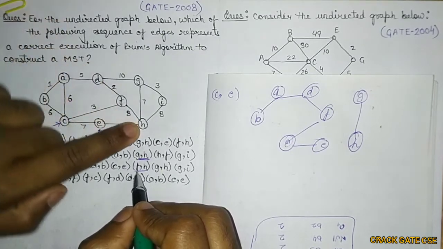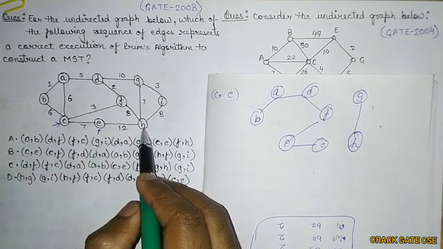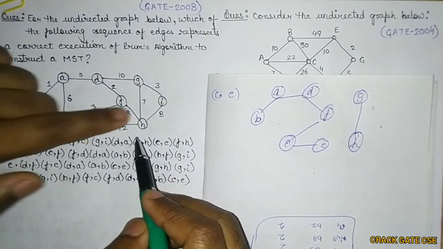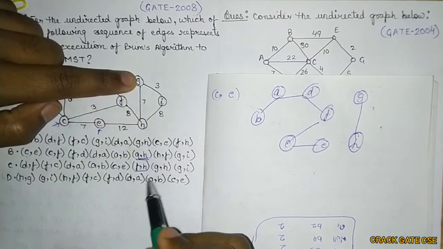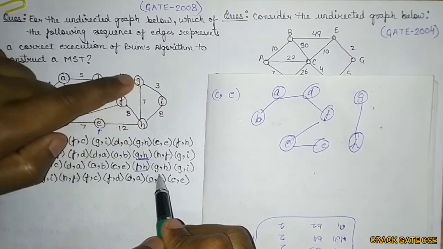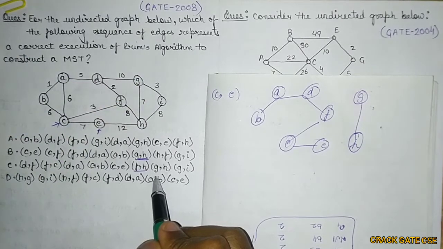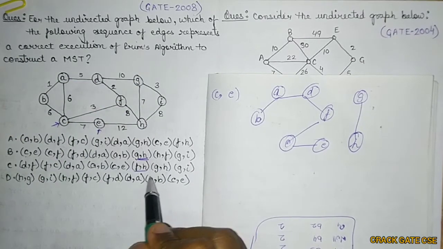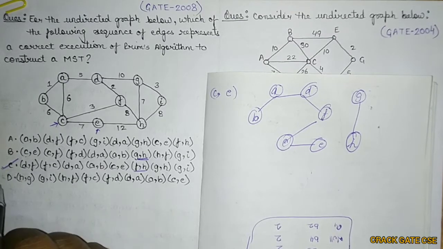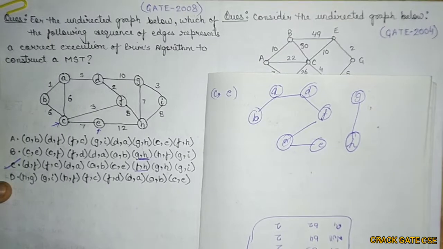Next we have come to H. Now we have to select the next minimum of all these vertices. So what will be the next minimum? 7. So they have selected HG, which is right. And next, what is the next minimum? 3, GI. So on the basis of adjacency, we have found that this particular sequence seems to be correct, but we still have to check for the D option.